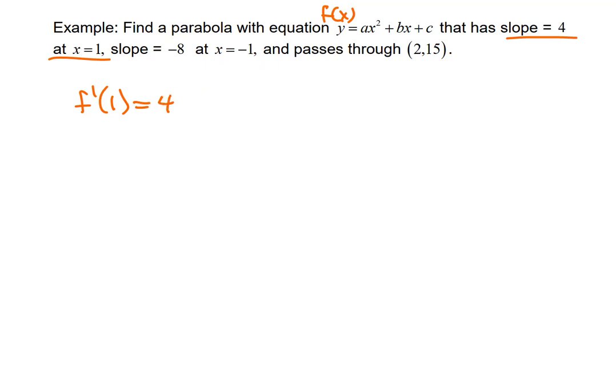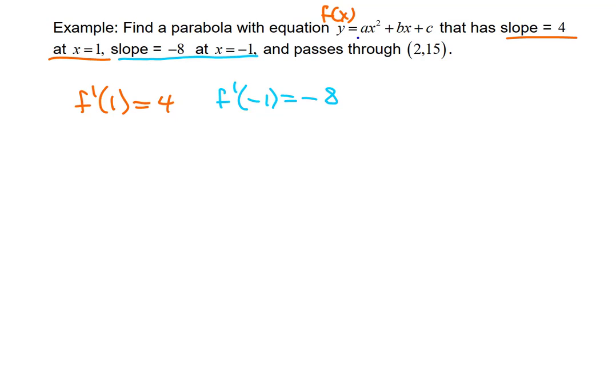That's what we were given here. Secondly, they said the slope equals -8 at -1. Well, in the same way, we could say f prime of -1 equals -8. And lastly, this passes through the point (2, 15). So, all right, let's unpack what we have already a little bit more.